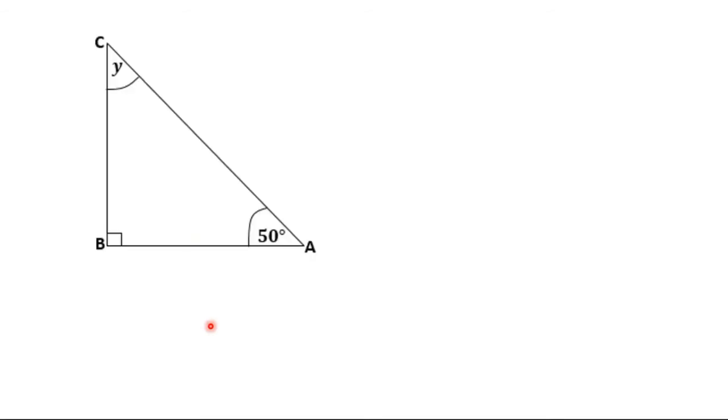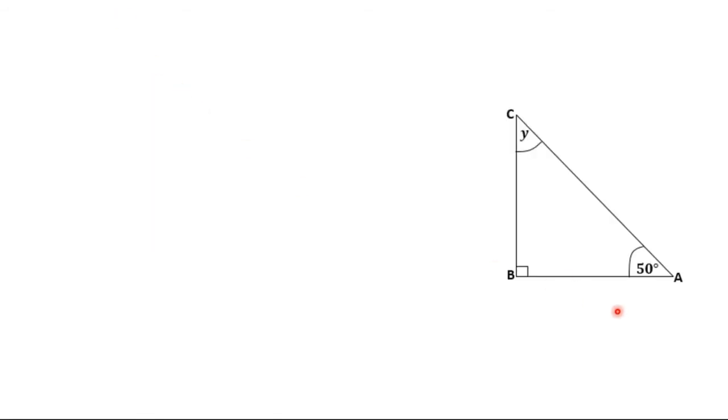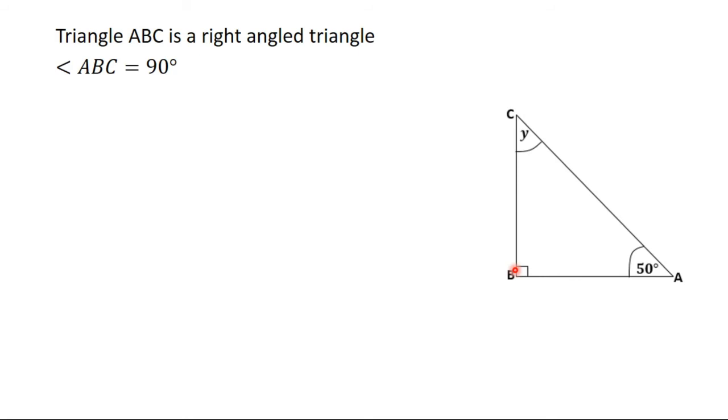Let's take another question. Now looking at this diagram, what can we see? We can see straight away that we are seeing this sign here, which means that this triangle ABC is a right-angled triangle. We know that for right-angled triangles, the angle that you have this sign here is 90 degrees, which means that angle ABC is 90 degrees. So we have here to be 90 degrees, we have here to be 50 degrees, and we are supposed to find the letter here, which is Y.